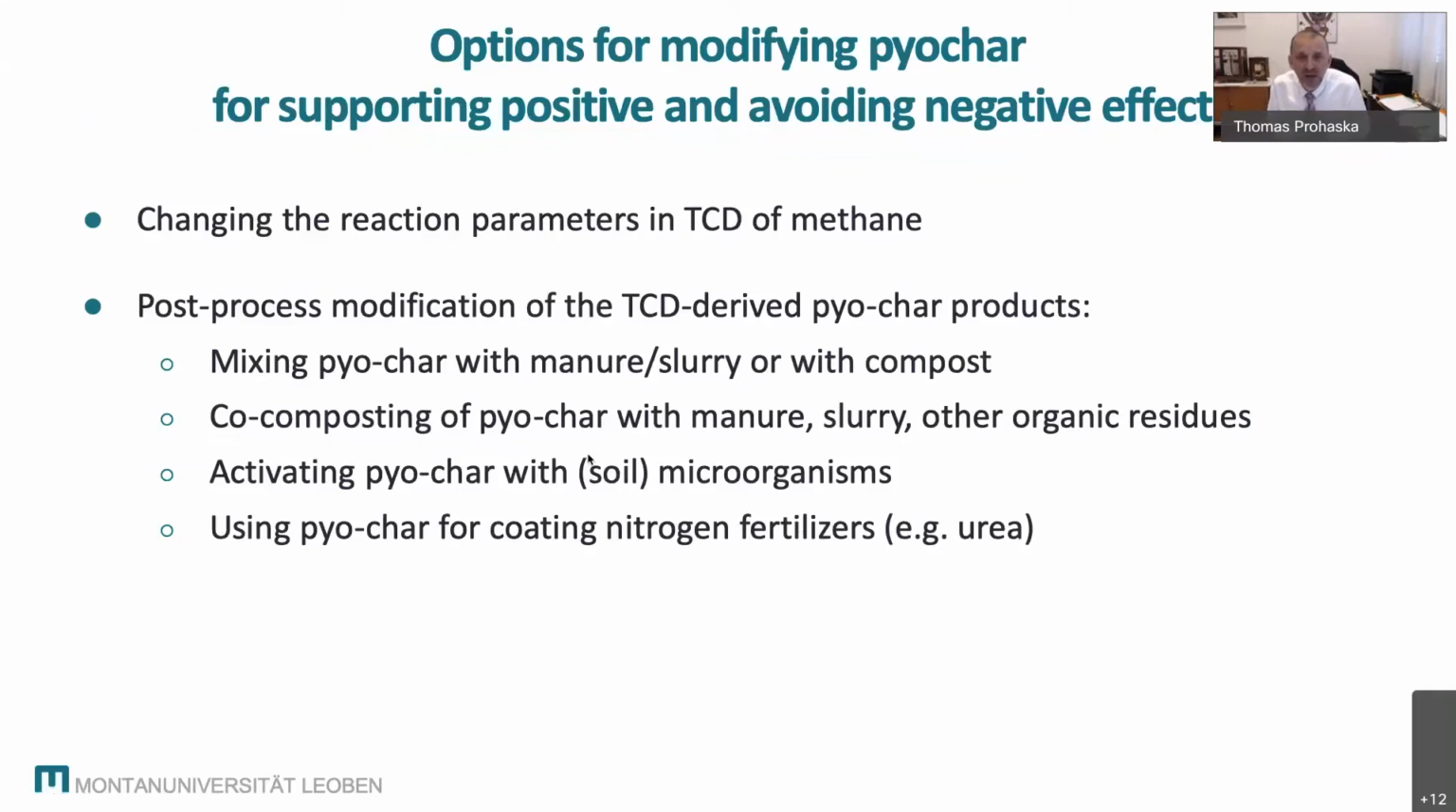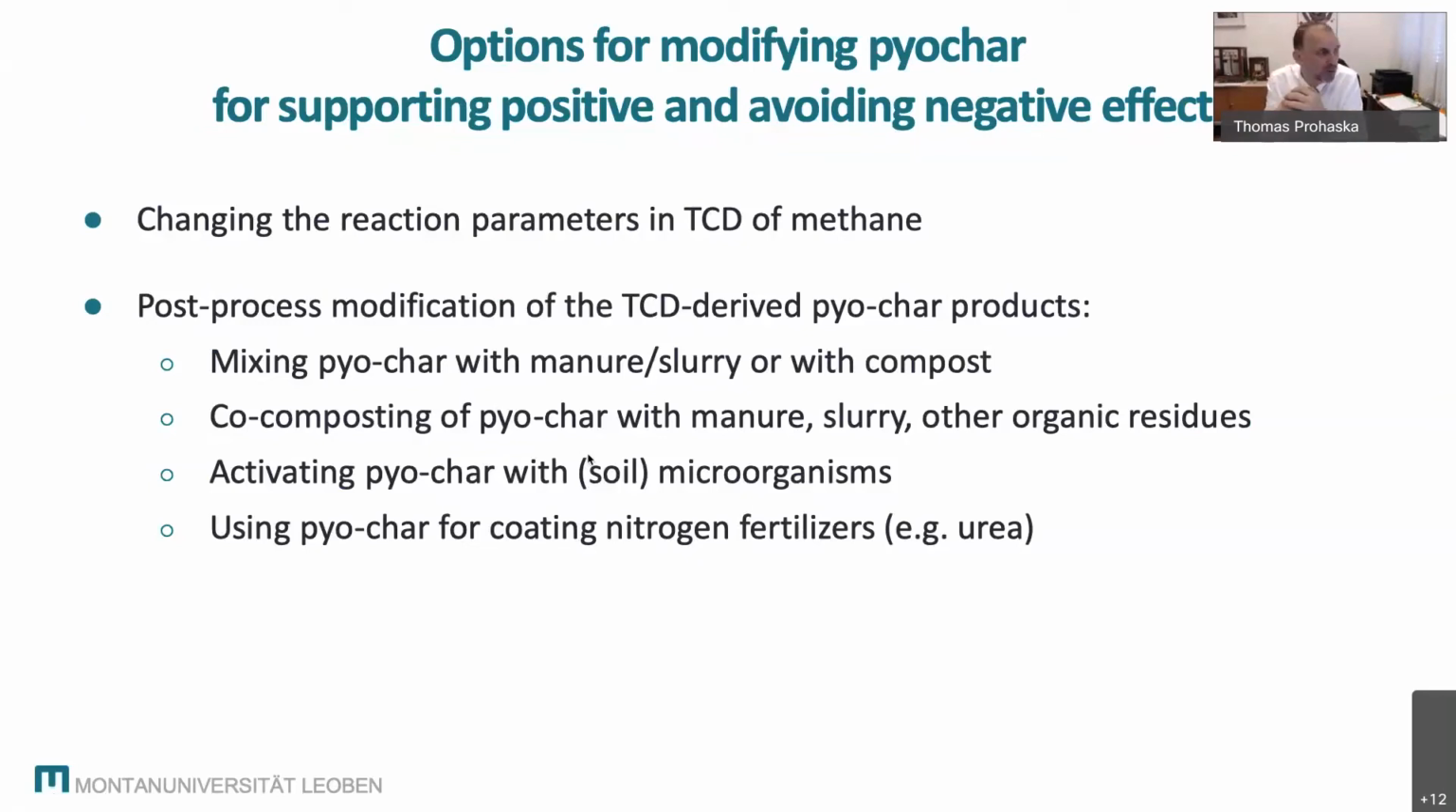The other thing which happens is, rather than using the carbon which is derived from TCD of methane directly, we can change its properties. On the one hand, of course, we can change the process in order to get different types of carbon and to see what is the most positive type of carbon which we need in order to improve soil properties.